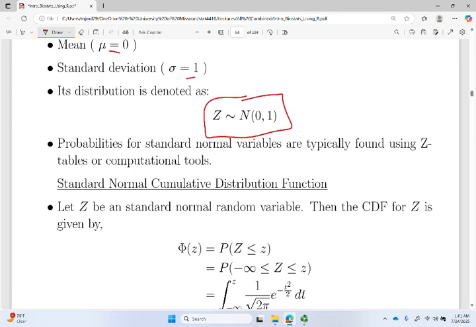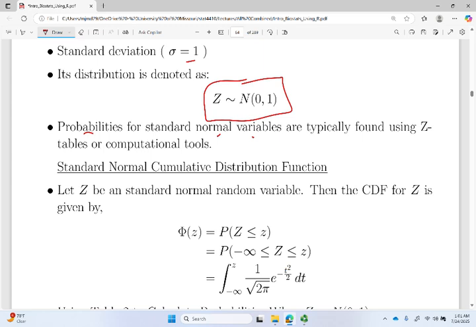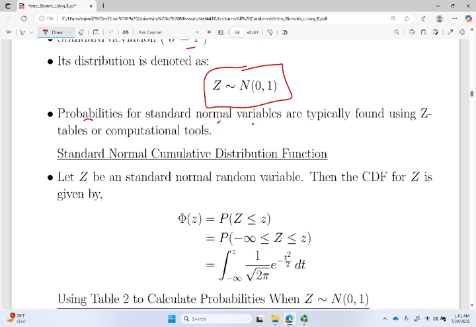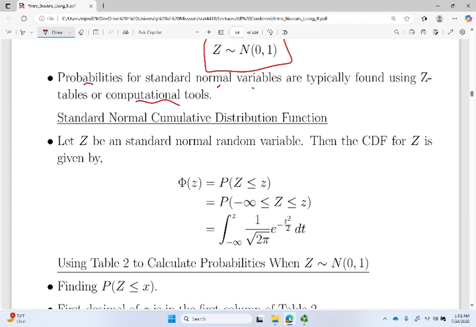Now, probabilities in a standard normal distribution are typically found in Z tables at the back of your book. But now with computers, everything's done on the computer, not in the back of the book. But we'll go over some of the techniques that are used.